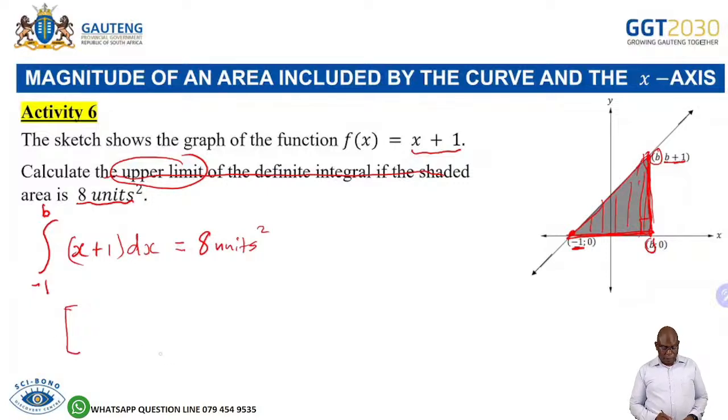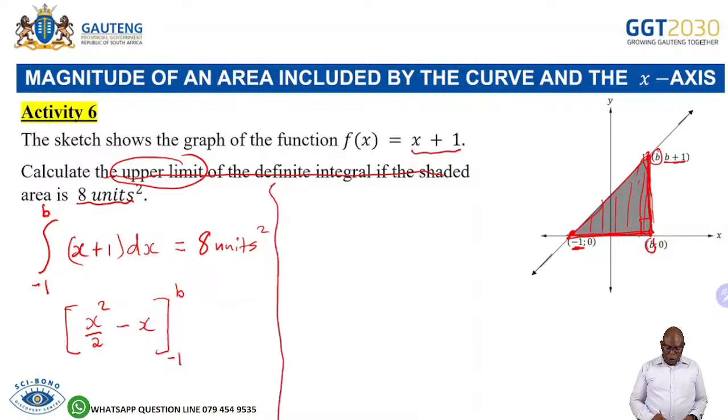I'm integrating. So the integration of that will be x squared, by now you know how to integrate, plus x. Now the upper limit is b, the lower limit is -1. So the next step here, remember this is 8, is to substitute the value of b for x.